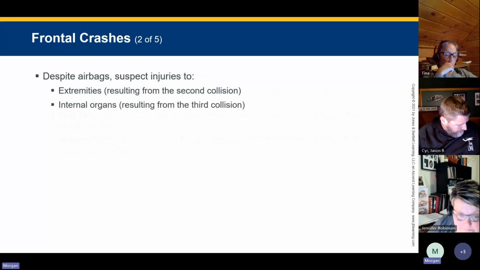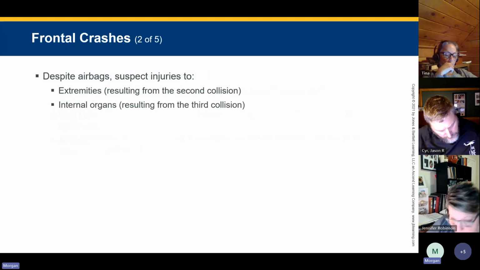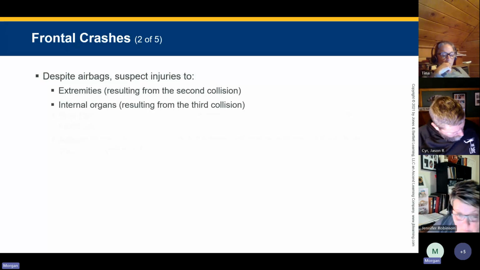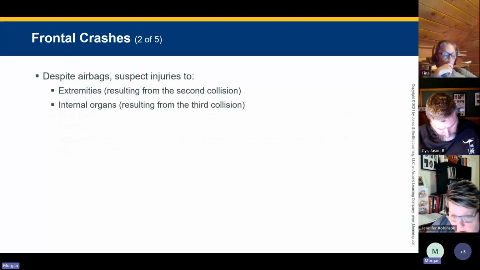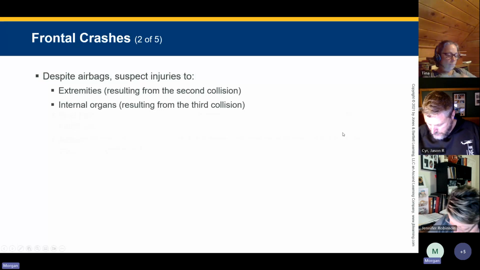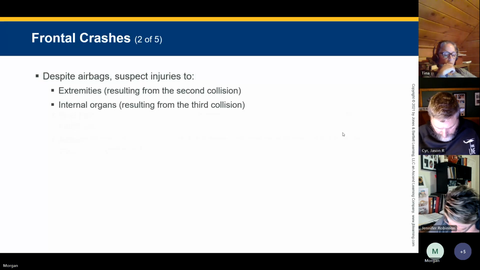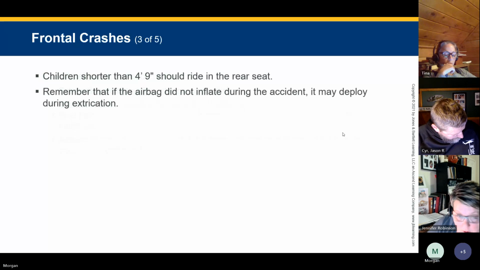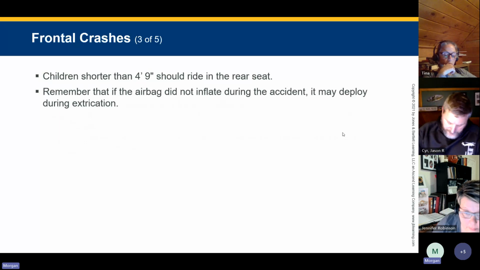Airbags. If the airbags go off, there could be other injuries involved, like broken noses, and sometimes broken arms and hands. One guy had a broken sternum from an airbag as well. So just because airbags go off doesn't mean people don't get hurt still. And children shorter than 4'9" should ride in the back seat because of airbag deployment, and they were kind of coming up and over the seat belts.